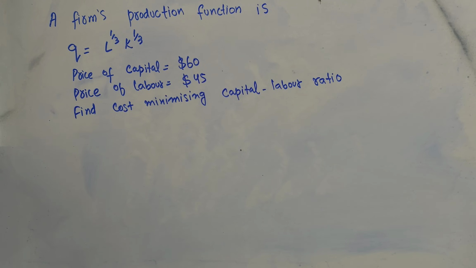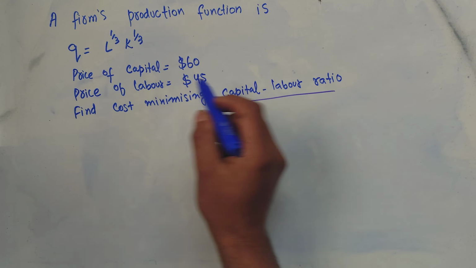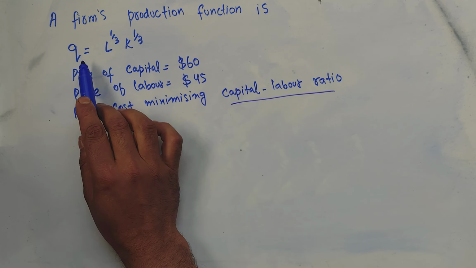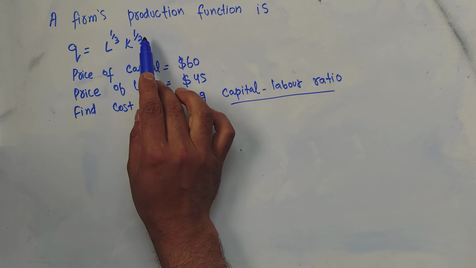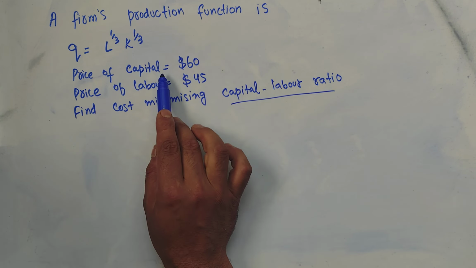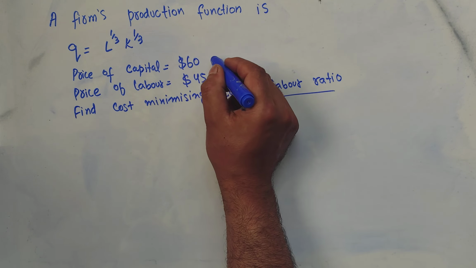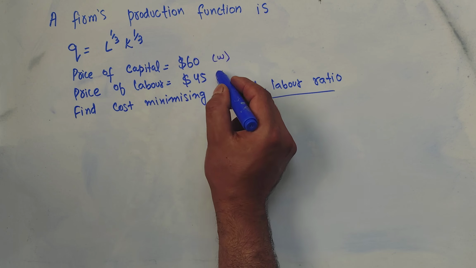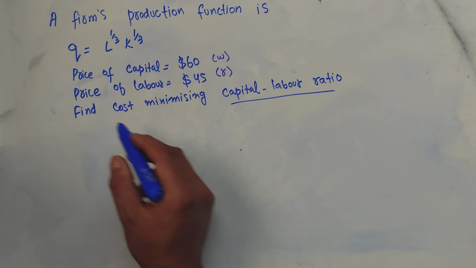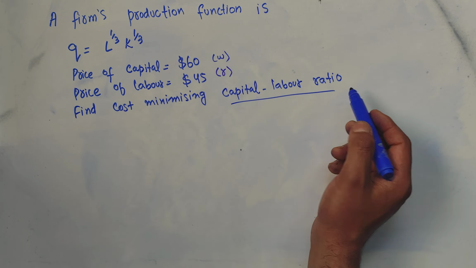How to find out the cost minimizing capital labor ratio? The question is: a firm's production function, that is output as a function of labor and capital, is equal to L raised to the power 1/3 times K raised to the power 1/3. The price of labor is $60, that is the wage rate here, and the price of capital is $45, which is the rental rate of capital. We are supposed to find the cost minimizing capital labor ratio.